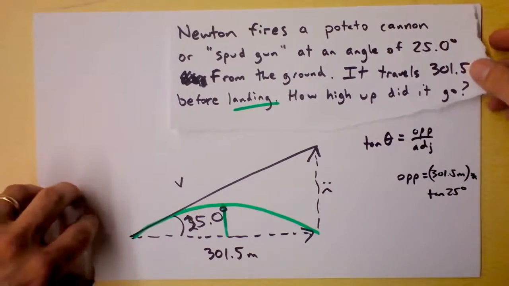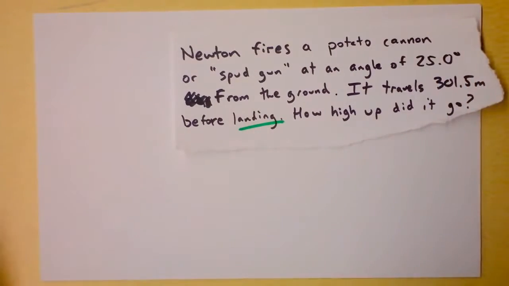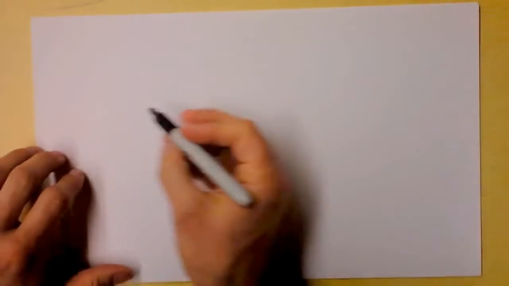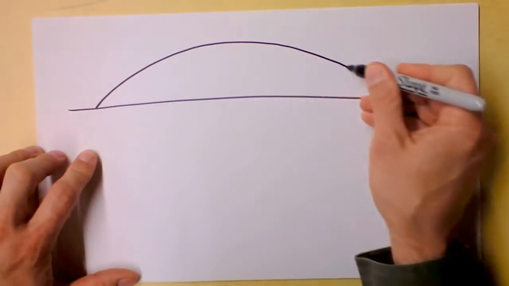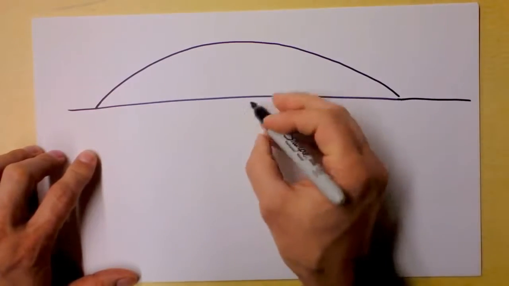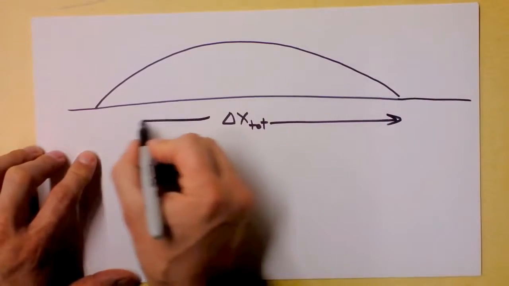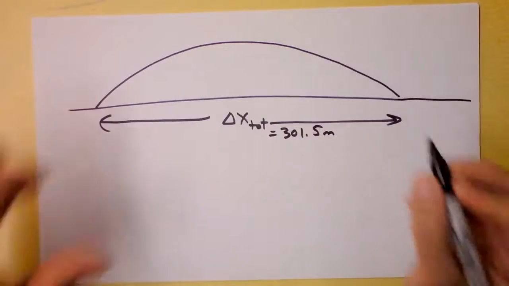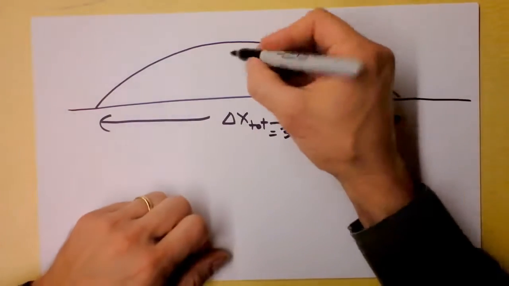All right, so let's address this problem in a proper way. Not like that. Newton fires this potato cannon. Here's what I'm going to do. I'm going to draw a sketch, and we can think a little bit about what we know. Here's our sketch of what's happening. Ground and parabolic motion up above the ground, and this distance here, I'll call delta x total, is the distance that the potato has traveled, and I know that to be 301.5 meters.